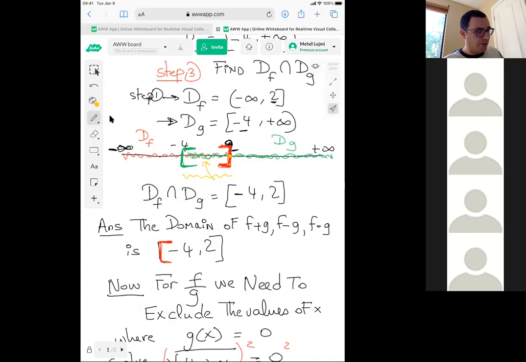And -4 and +2 are included because they are included in the domain of f, and you see here it's included in the domain of g. So that's why I got this interval here. That's the common domain. All right. That's why I got the two. Does this answer your question? Yeah. Okay, perfect.